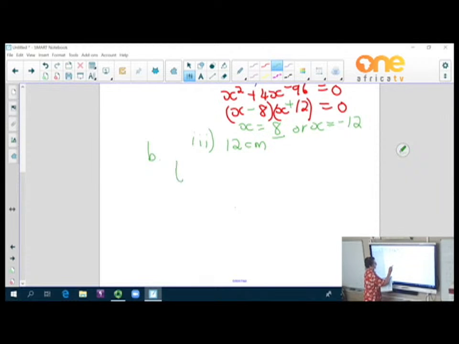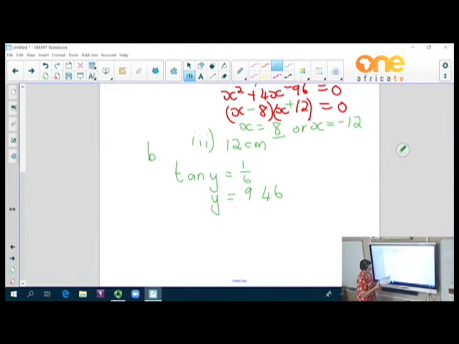Number B says tan y is equal to 1 over 6, and we have to find the value of y. We have to find that y first. So this is going to be second function, tan 1 over 6 is equal to 9.46. So the angle is 9.46.